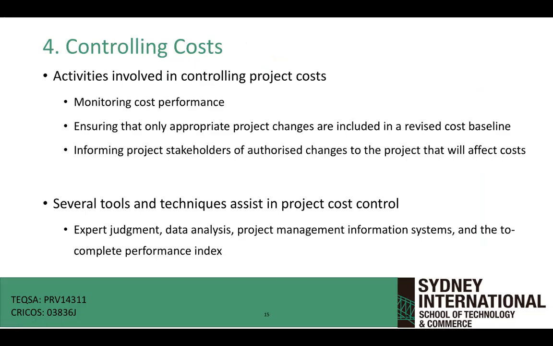One of the very, very important things is we need to control the costing. I might plan that building the house is going to cost me $10,000. But what I need to do is actually control my costing. How do I control my costing? I need to monitor my cost performance. I need to ensure that only appropriate project changes are included in my revised cost baseline.